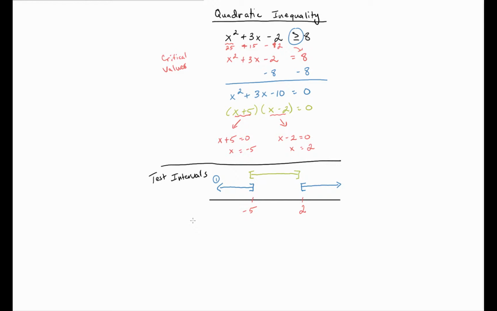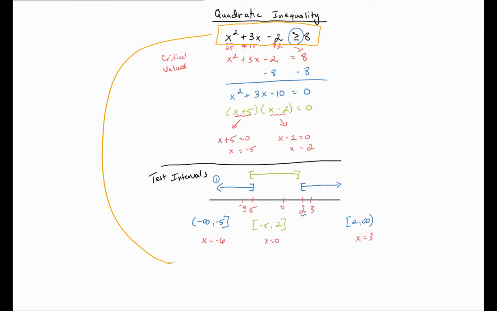So that first interval goes from negative infinity all the way to the left until I hit -5. Okay, and then the last one goes from 2 until I hit positive infinity, and then I have that middle interval that goes from -5 to 2. Right? And now I just need to come up with test values, so I'm going to pick a value in each one of those intervals. So now the last thing to do is to just test those values. So I'm going to take my original inequality and plug in my test values.